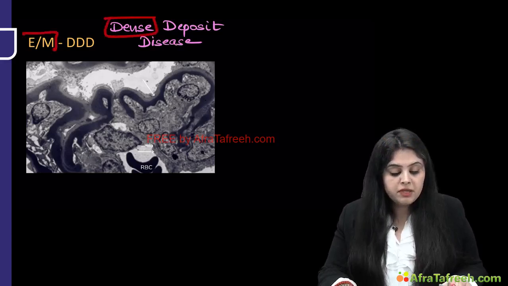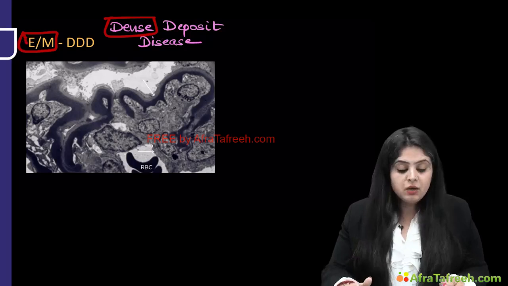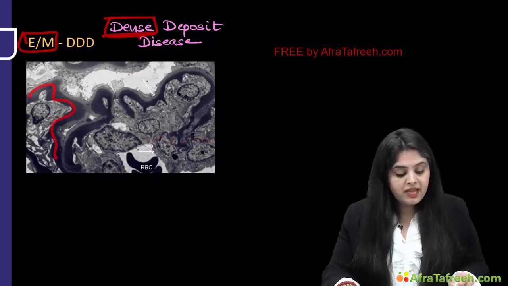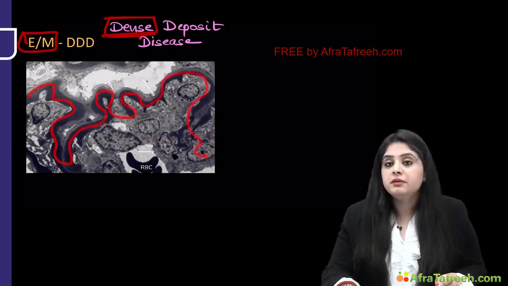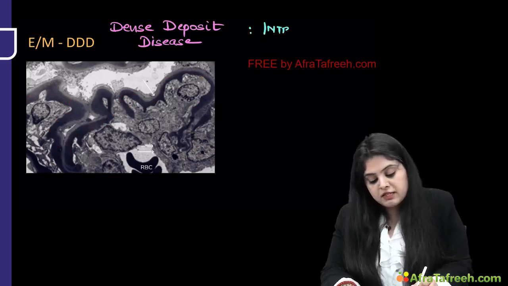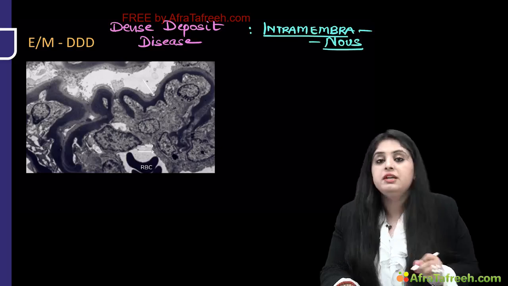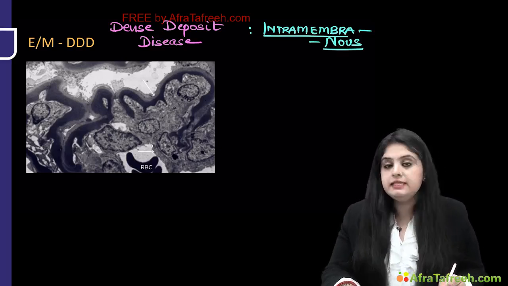This is a black and white picture called electron microscope, so it has only two colors, black and white. What is dense? What is dense black? You can see there's a dense black color thing which is going all throughout. That's the basement membrane. So basically, intramembranous deposit is going to occur. Intramembranous deposit is for MPGN type 2, which is DDD.